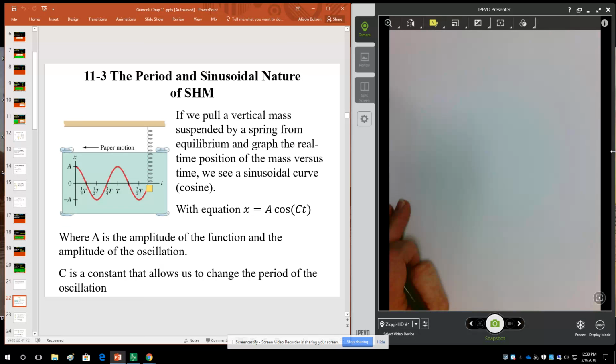If we've displaced the mass from equilibrium either up or down and released from rest, the shape will be either a plus cosine of something times time, or a minus cosine of something times time. So the equation x equals A times cosine of ct. A is the amplitude, either above or below equilibrium. That constant c allows us to sort of fit the period of oscillation to the actual period of motion, right? It allows us to scale the time appropriately.